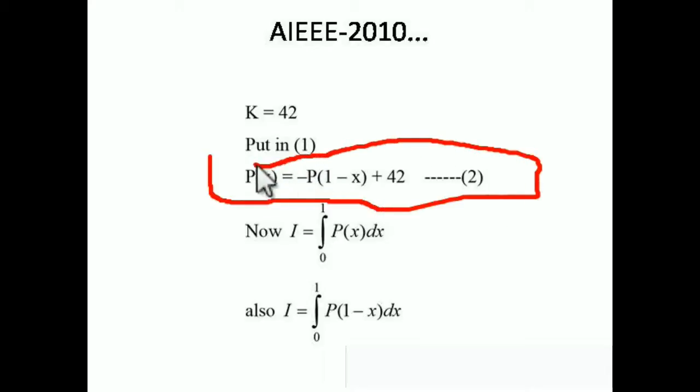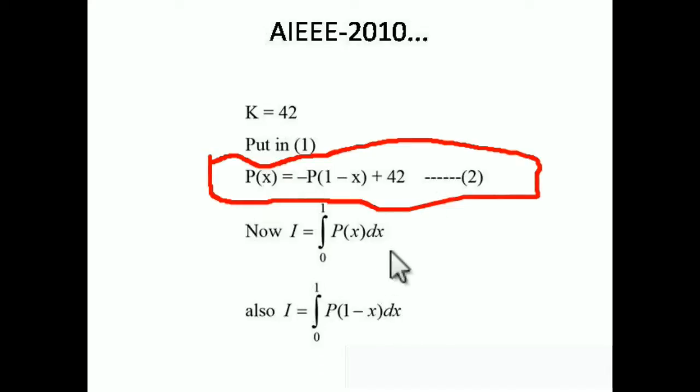So let's do that. Now what they ask is I, that is integration of 0 to 1 p of x dx. Now we all know that integration of a to b f of x dx can be written as integration of a to b f of b plus a minus x dx. That means upper plus lower minus x. So the same formula we use here, 1 plus 0 minus x, so it becomes p of 1 minus x dx.